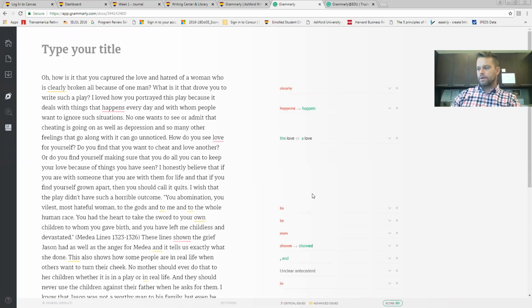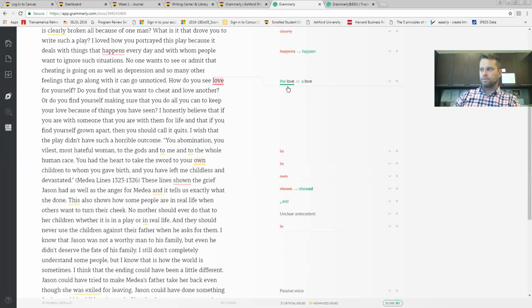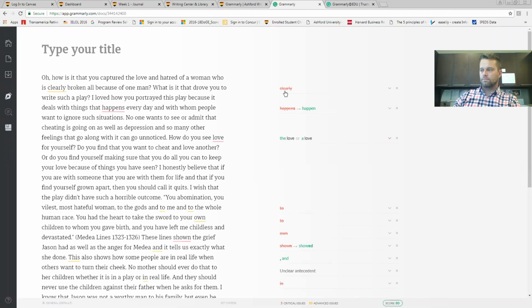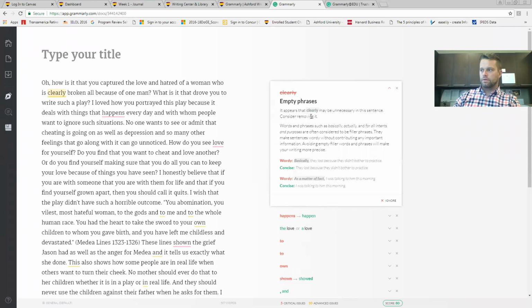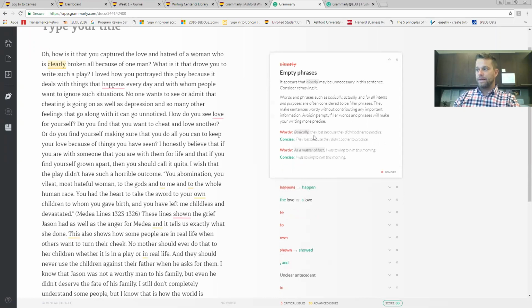But what I first want to talk about here is that you can see that there are some issues that Grammarly has identified. You can get more information about what the issue is. So in this case, empty phrases. It's identifying the word clearly as an empty phrase. It might be unnecessary. So for example, like basically they lost because, just say they lost because they didn't bother to practice. Say, instead of saying as a matter of fact, just say I was talking to him this morning.